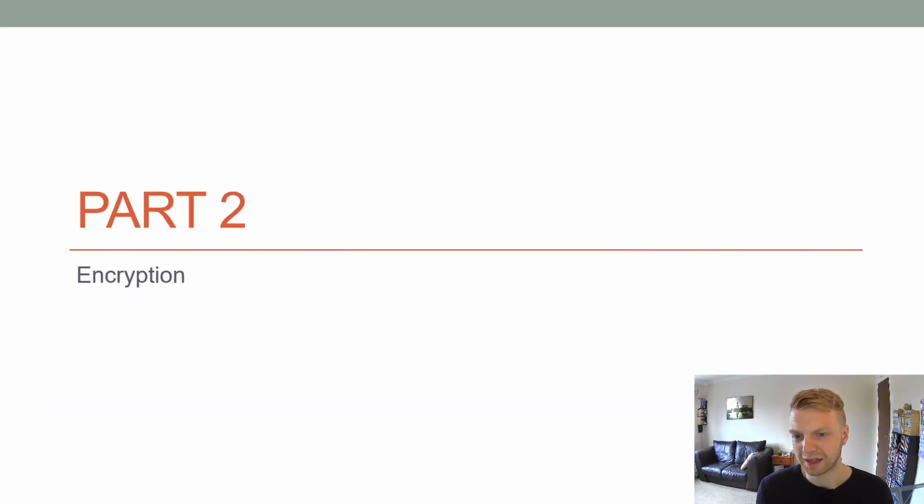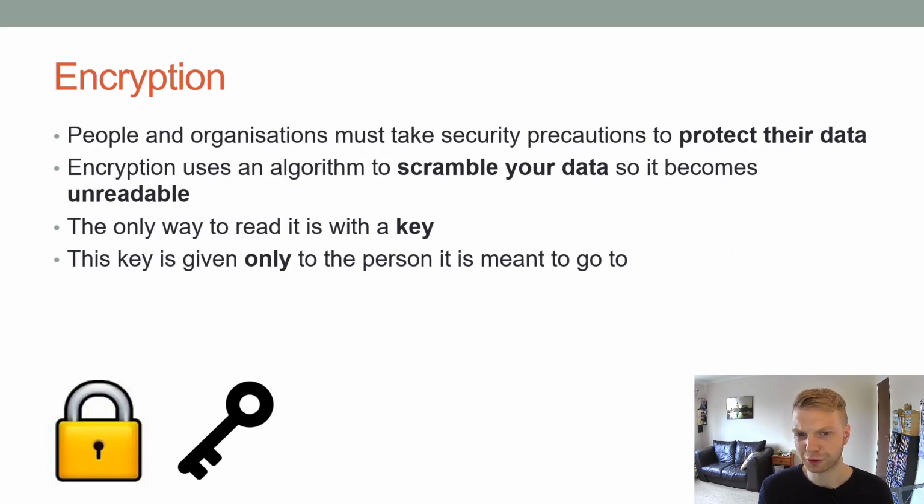Right. Next part is encryption. Encryption is used to protect your data, and it uses some sort of algorithm. It's a really complicated algorithm to scramble your data so it becomes unreadable. The only way you can read it is if somebody tells you the key to unscramble it, and then it's only given to that person. I mean, there is a chance that a hacker could get access to the key and then try to unscramble, not sure what the word is, your message.